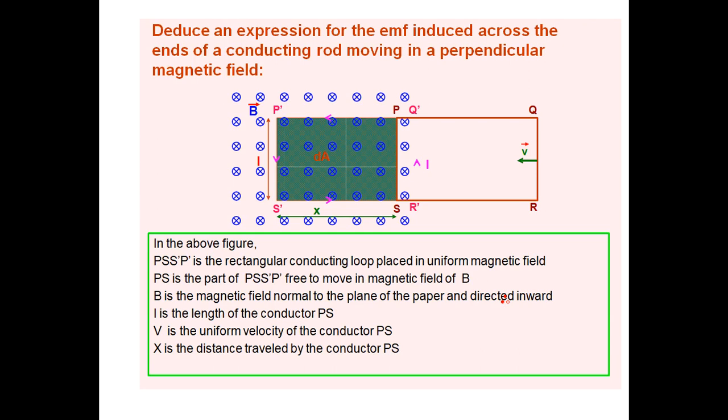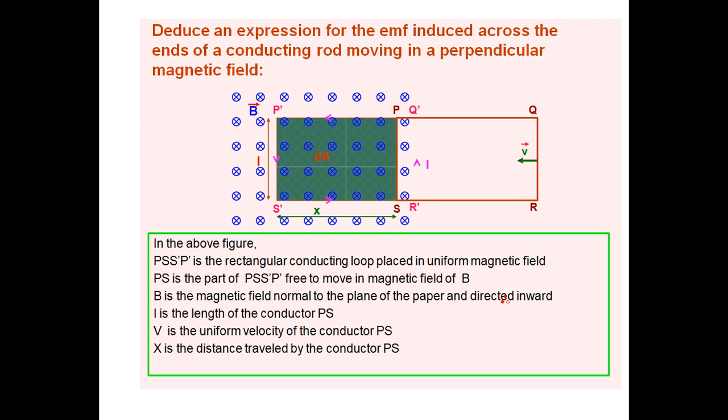So that is the expression for EMF induced across the ends of the conducting rod moving in a perpendicular magnetic field. So consider here, this is the magnetic field, a uniform magnetic field. Every point of this field has magnetic field B. B is the magnetic field, and the uniform magnetic field area is present.